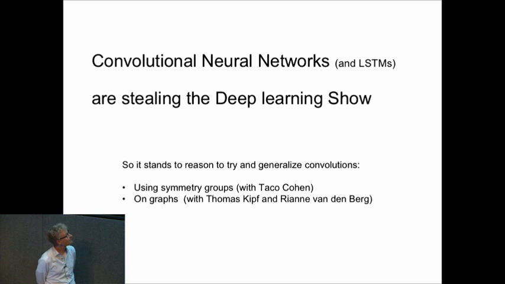So I'll be talking about using symmetry groups instead of just translational symmetries on which normal convolutions are based. Can we extend this to larger groups? And I'll also be talking about how you would do convolutions on graphs.